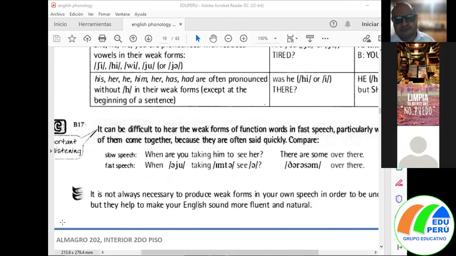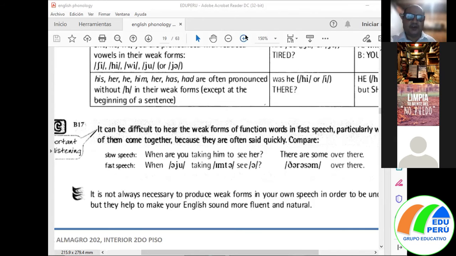First, slow speech: there are some over there. Now, together: there are some over there. Notice that three words, there are some, become just one: there's some over there. Notice how you connect words together. Function words, remember, this is a rule: we generally use the weak forms in function words. Don't forget this rule, please.